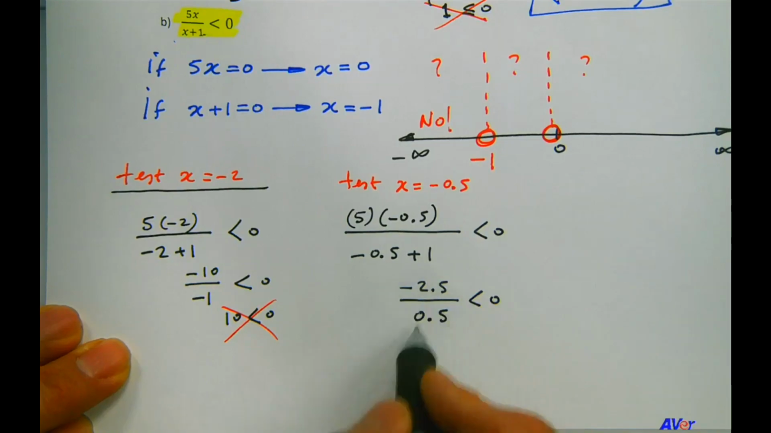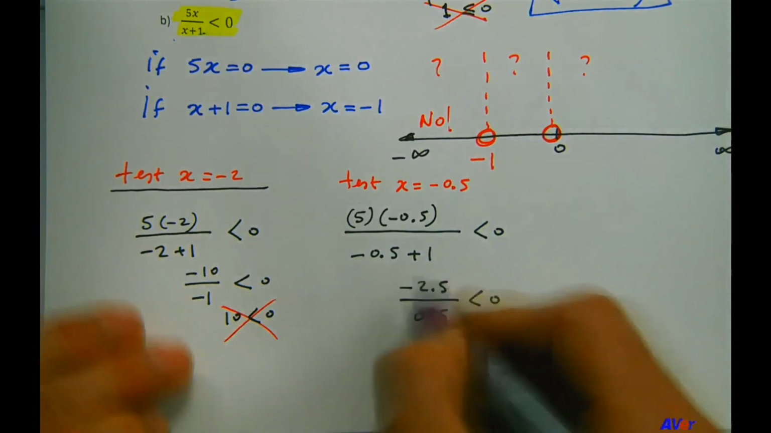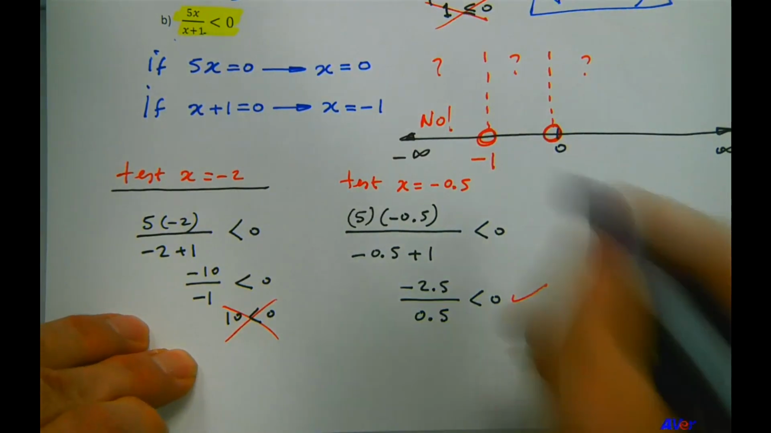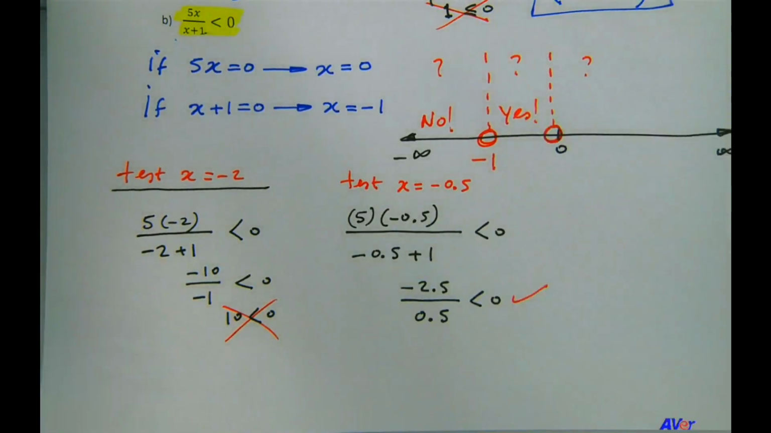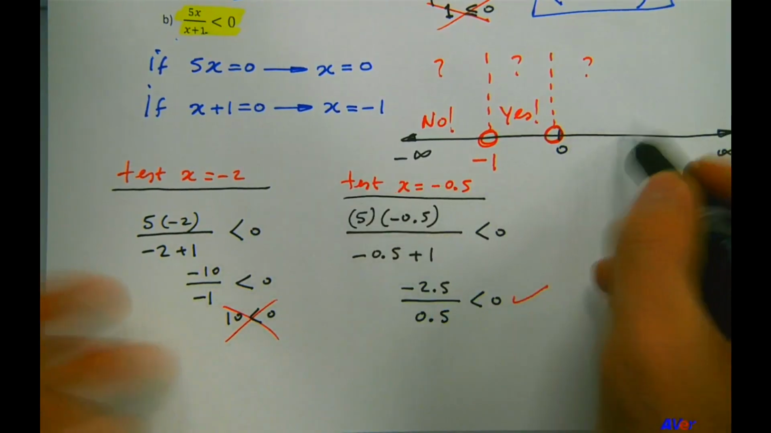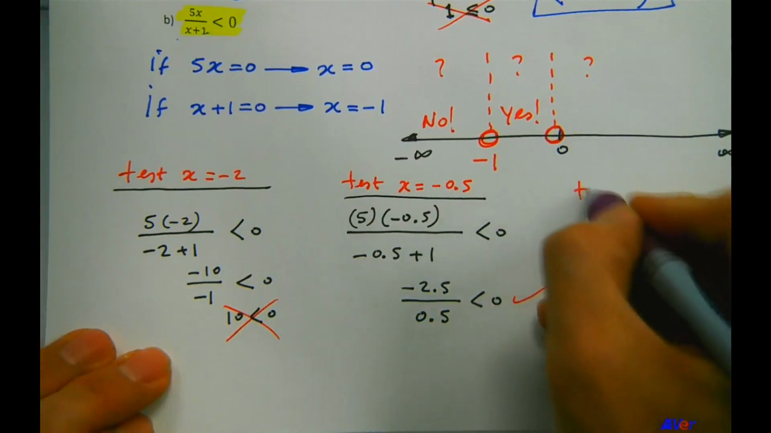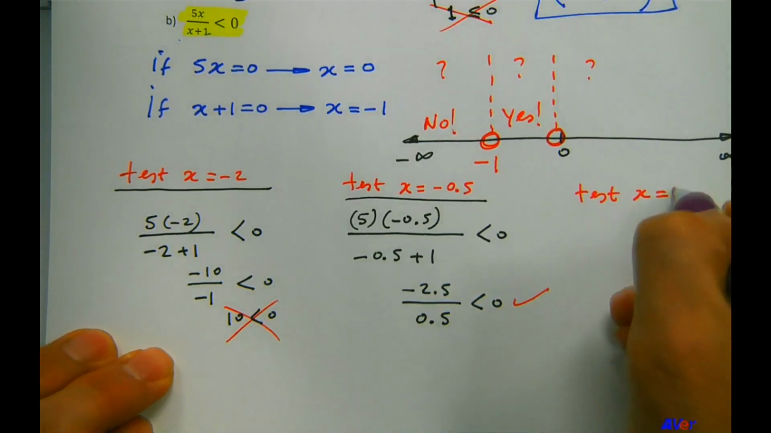Is this left side less than 0? Absolutely, it is. It's a negative number. So the middle region here, yes, that's an acceptable solution region. Let's pick another test point here, something easy. Let's test x equals 1, right in this region, 1.